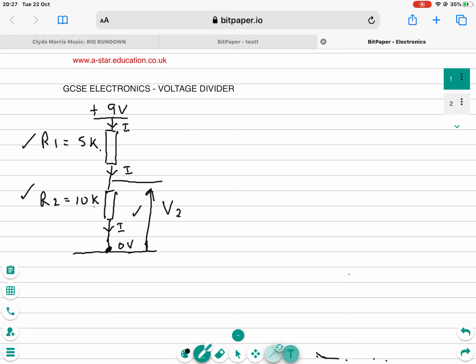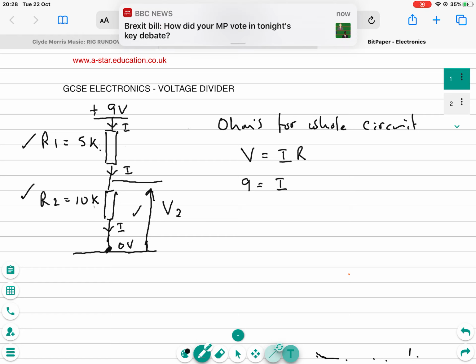And what we can do is we can use Ohm's law for the whole circuit, all right? As you know, Ohm's law states that voltage is proportional to current, or V is equal to I times R. So for the whole circuit, the voltage is 9 volts. We don't know what the current is, so we'll just leave that as I. But we do know what the resistance is.